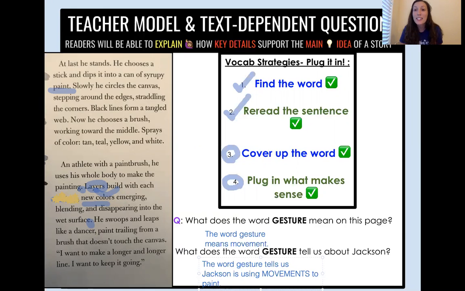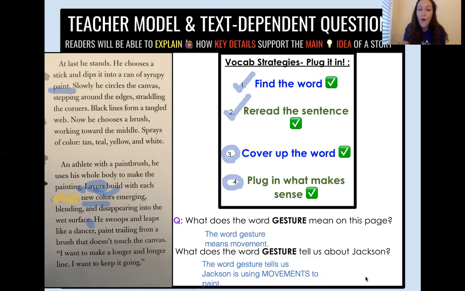So just something as small as the word gesture helps us understand the text. How? If we look at that second question, we know that the word gesture is important because it's how Jackson paints. He uses movement to make paintings. He's not just sitting there coloring in with his paintbrush. No, he's using his whole body. So using the plug it in strategy to figure out what a word means like gesture is always something that good readers practice to understand the text better.